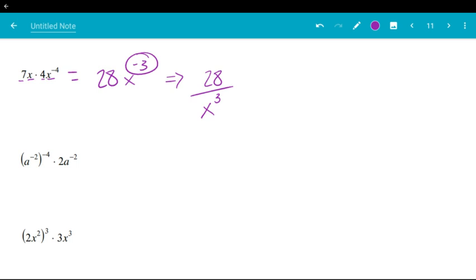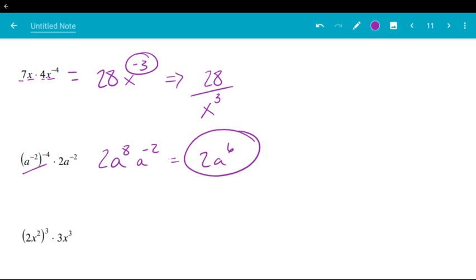In this case, we're raising a negative second power to a negative fourth power. So when we raise a power to a power, we multiply. We have a 2 that has nothing happening to it. So there's my 2. And then I have an a to the negative second power. Everything's being multiplied, so I simply add the exponents. And my final answer is good. There are no negative exponents in it.